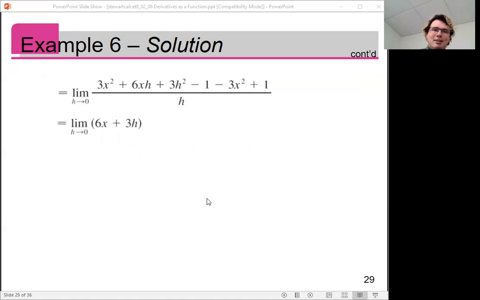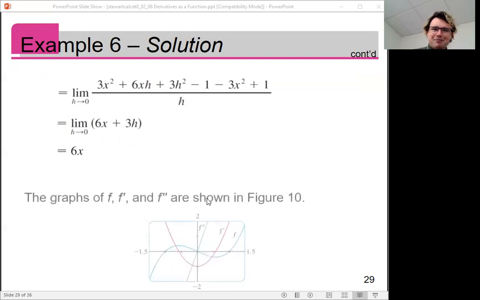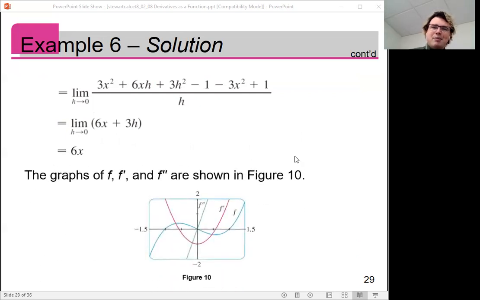I get the limit as h goes to 0 of 6x plus 3h. H is going to 0, so I just get 6x. That tells me that my derivative here, f double prime, is 6 times x. And here are all of those functions graphed together.